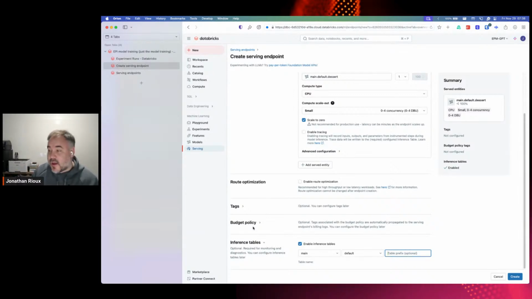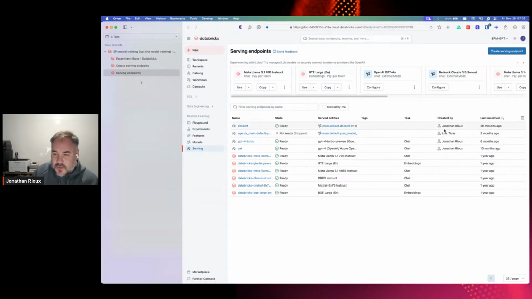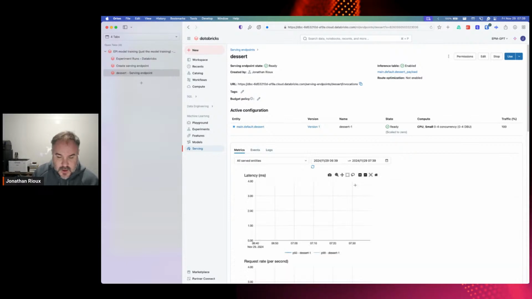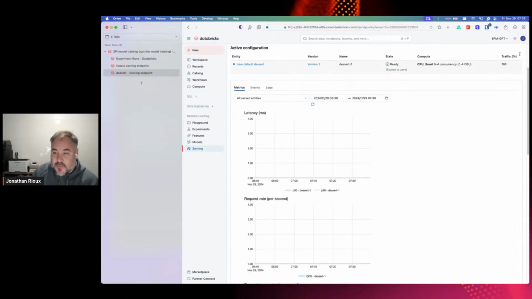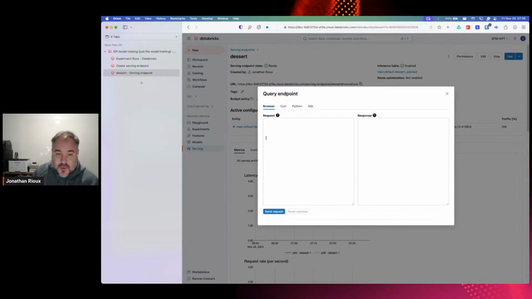Other products that I've used, such as Datadog or Splunk, are notoriously expensive. You already have the infrastructure to be able to store the data. Databricks does streaming pretty well. Why not use it? So I'm going to go into my serving endpoint, which was modified 28 minutes ago. And then you can see here my endpoint is ready, and I'm going to see if my model is going to work.